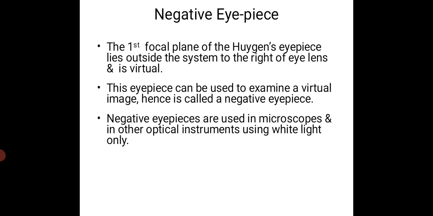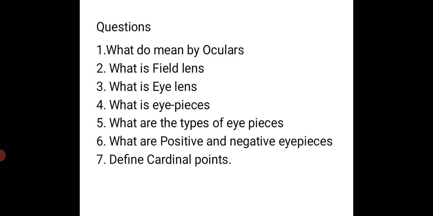Now, this Huygens eyepiece is called a negative eyepiece. Why is it so? The first focal plane of the Huygens eyepiece lies outside the system, to the right of the eye lens, and is virtual. This eyepiece can be used to examine a virtual image, hence it is called a negative eyepiece. Negative eyepieces are used in microscopes and in other optical instruments using white light only.